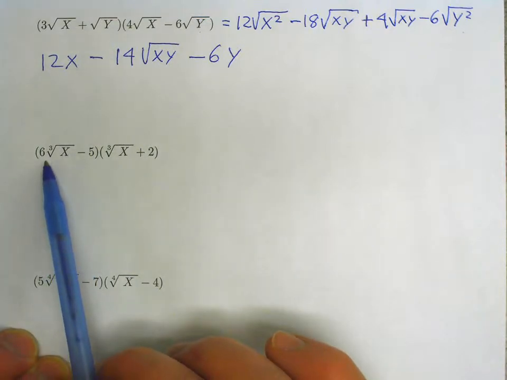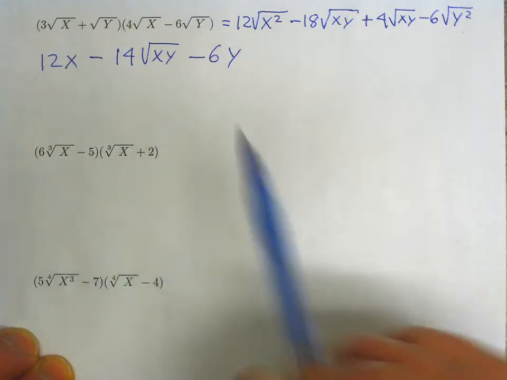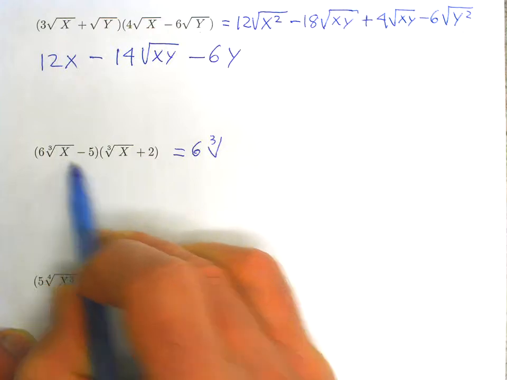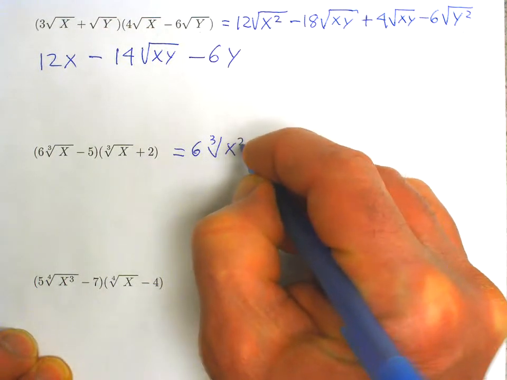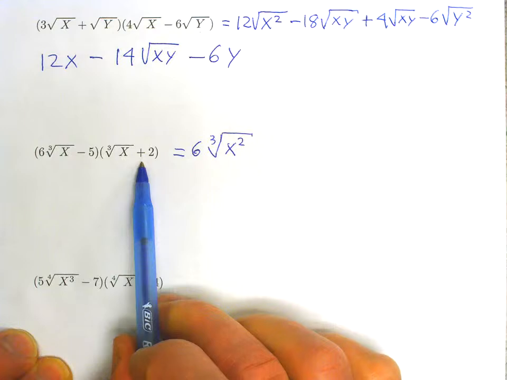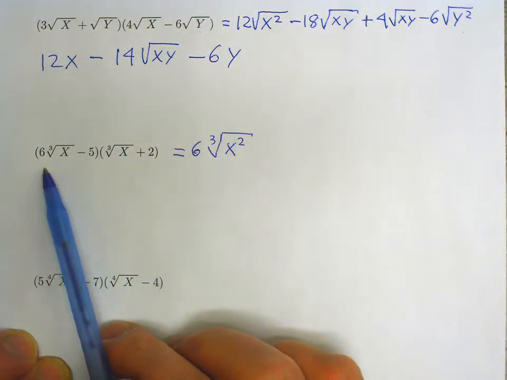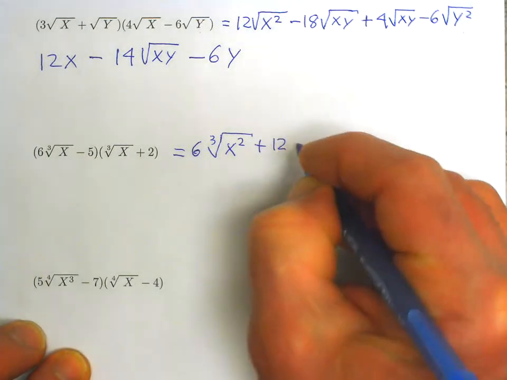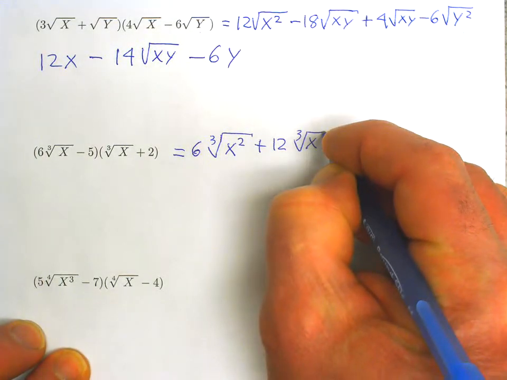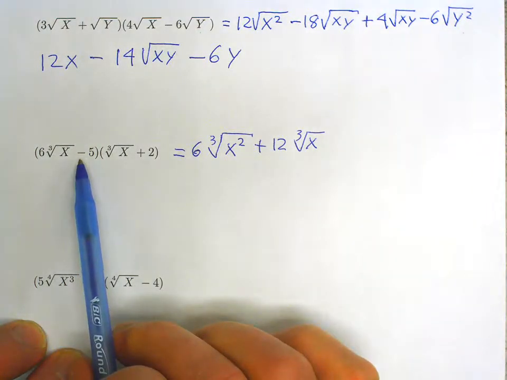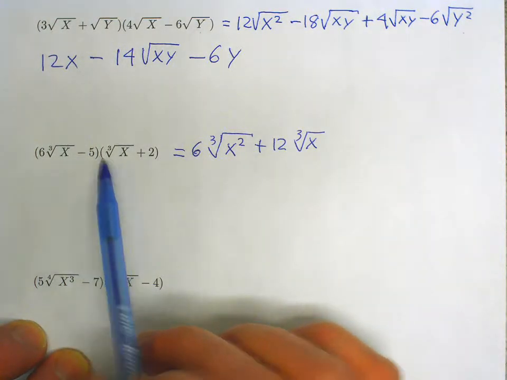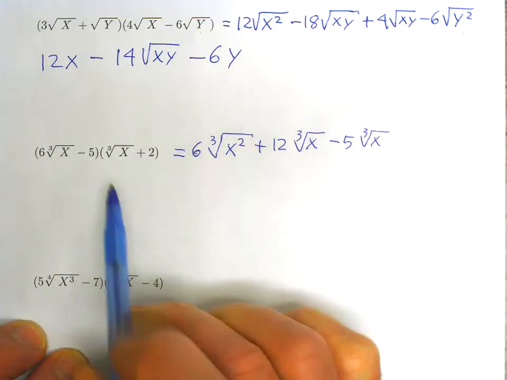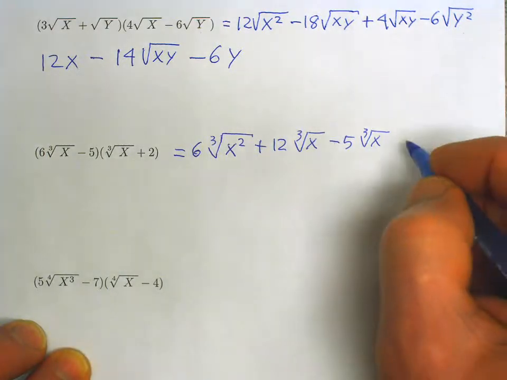First, we multiply 6 times the cube root of x times the cube root of x. And we get 6 times the cube root of x times x, or 6 times the cube root of x squared. And then we're going to add 6 times the cube root of x times 2. 6 times 2 is 12, so this is plus 12 times the cube root of x. And then we're going to subtract 5 times the cube root of x. And finally, we are going to subtract 5 times 2, which is minus 10.